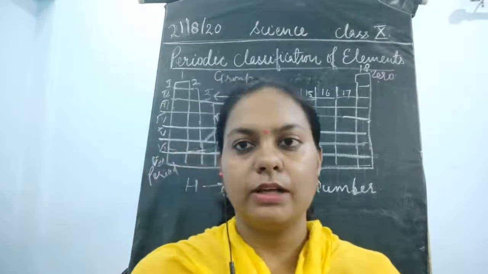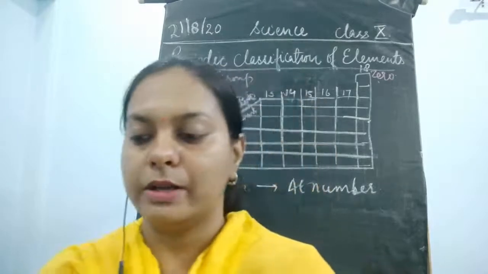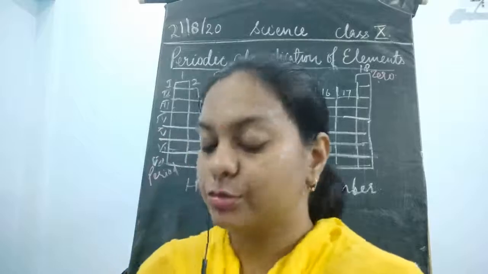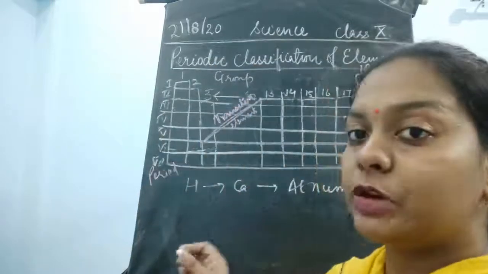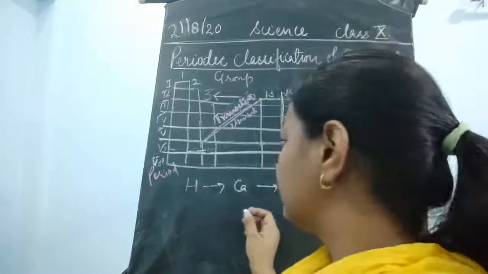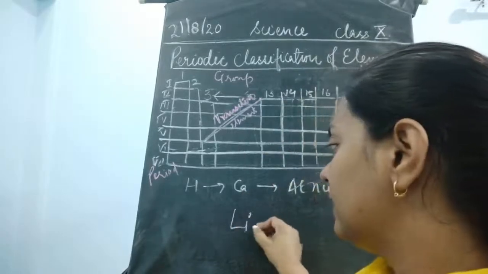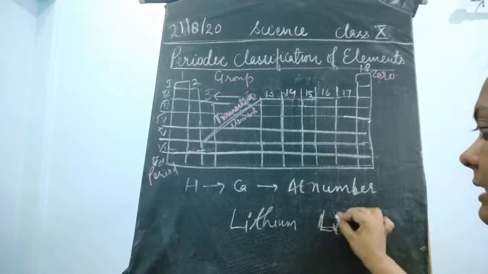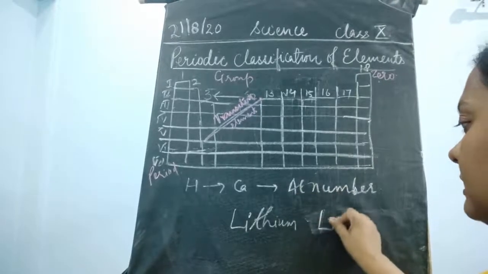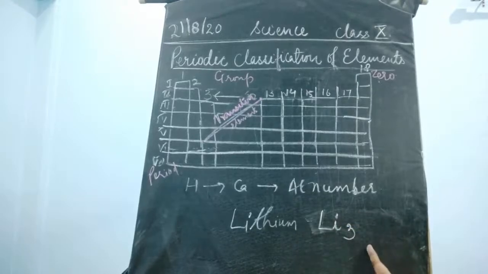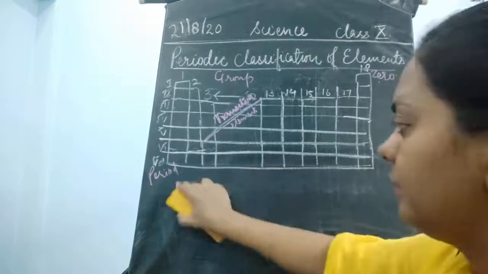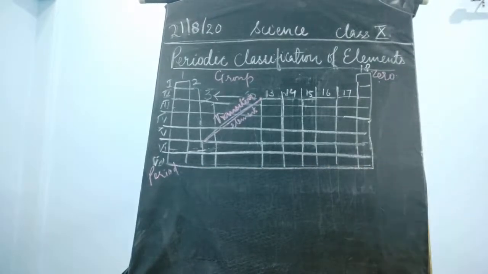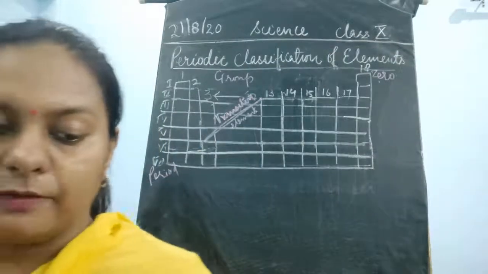This was told yesterday, that you have to learn about the atomic number, and understand how to represent this atomic number with a symbol. For example, if lithium is there, how would lithium be represented? Its symbol is Li, and the atomic number is represented by writing it just below this symbol. Okay. Next, how would you place this lithium in the periodic table? Fine children, now how would you place it?